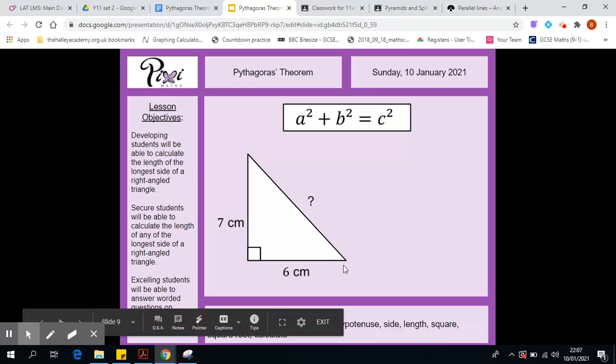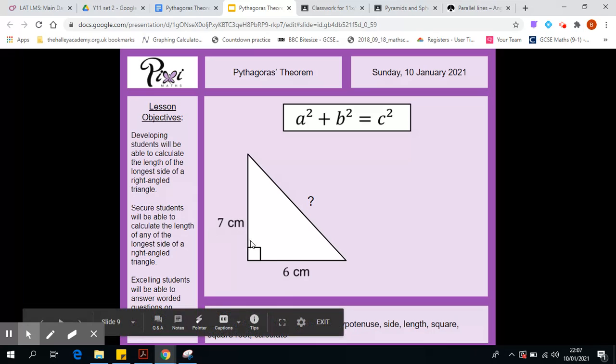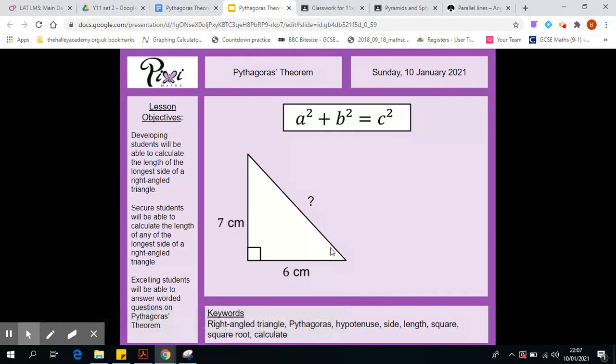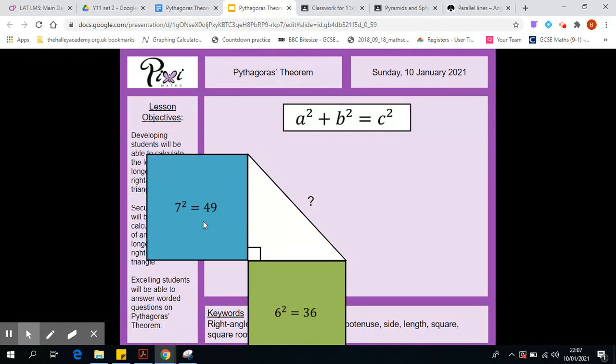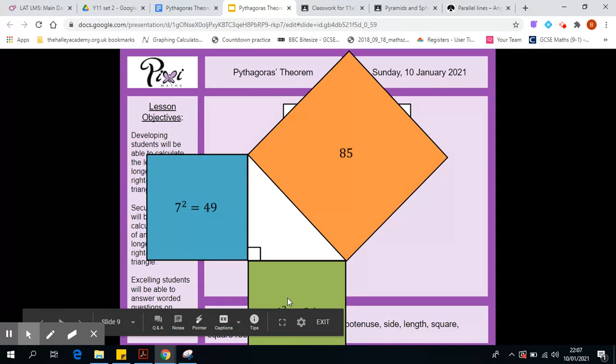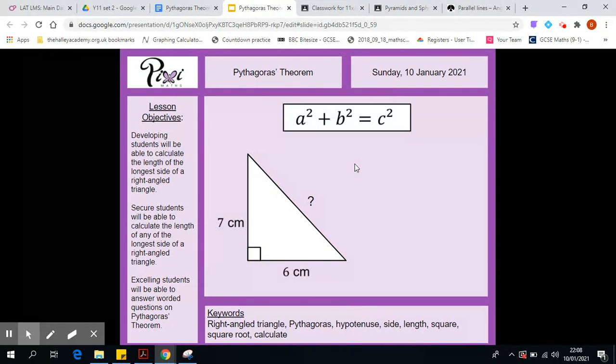Let's look at an example. Here's a right angled triangle. The lengths of the sides are 7 and 6, and we need to calculate the hypotenuse, which is the longer side. 7 squared is 49, 6 squared is 36. By adding them, 49 add 36, we get 85. Square root of 85 is 9.22, rounded to 2 decimal places or to 3 significant figures.